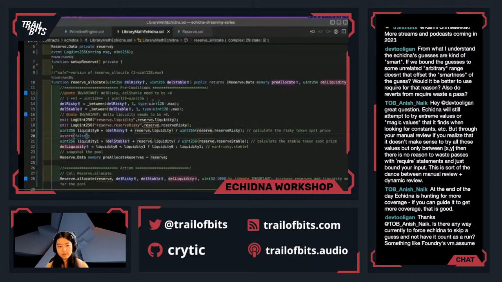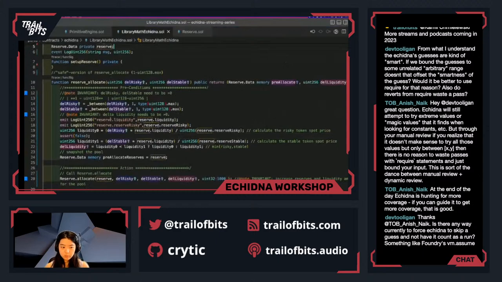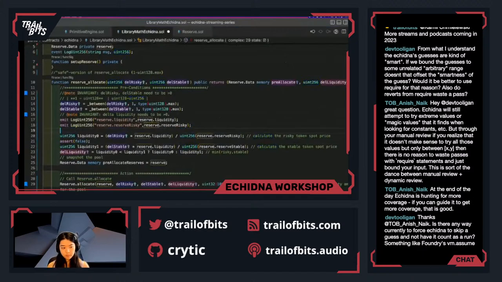While I let that run, we can also look at this from a manual code review perspective. Our reserve is created here. What we're doing is, if we really take a look at what this spot price is doing, the spot price calculation is taking del risky times the total liquidity and dividing it by reserve risky.